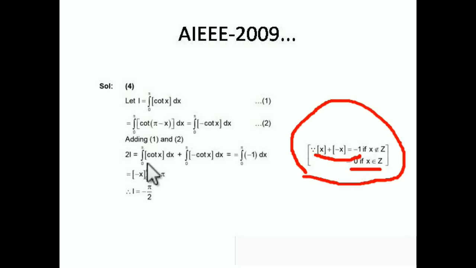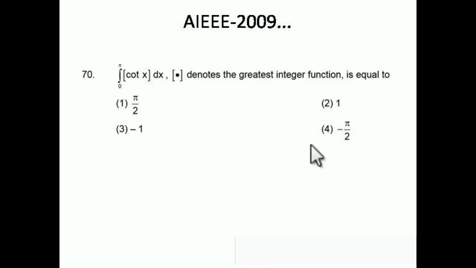So here we have the integral from 0 to pi of box of cot x plus box of minus cot x. Here the value of cot x is non-integer, so our answer is minus 1, because cot x varies over all real values. So it is minus 1 into dx. Now minus 1 is a constant, its integration is minus x from 0 to pi, so we are left with minus pi. So I is equal to minus pi by 2. This is my answer. Option number 4 is the right answer, minus pi by 2.